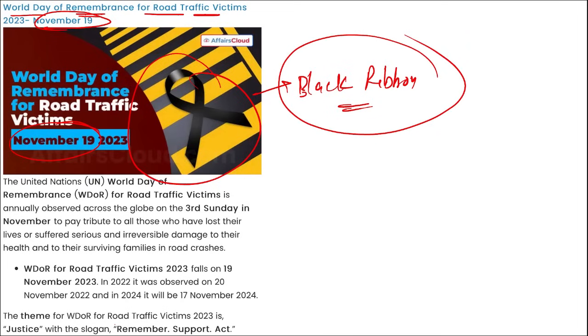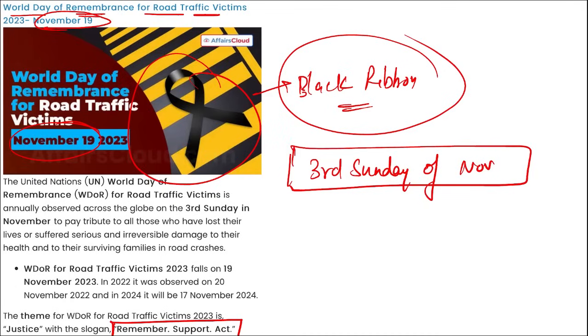Then there is a theme here that you need to remember. Remember, support, act. Right? And remember, this day is generally observed on the third Sunday of November month, right? That is the third Sunday of the November month. We observe this day, that is World Day of Remembrance for Road Traffic Victims.